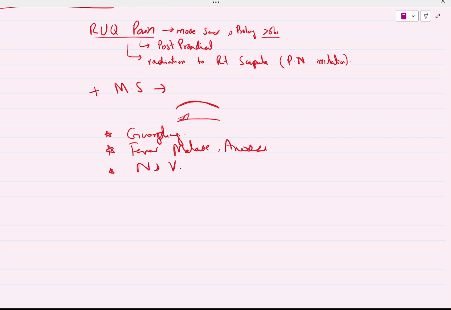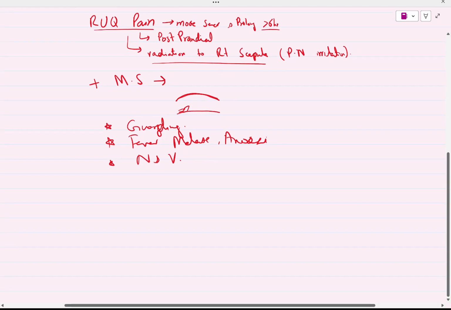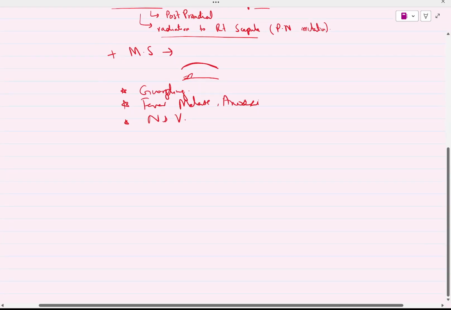You ask the patient if the pain is radiating to any part of the body, and he tells you that the pain radiates to the right scapula, and the pain is associated with food intake. After food intake, the pain usually worsens or increases in intensity. So that's how a patient comes to you with this clinical presentation.